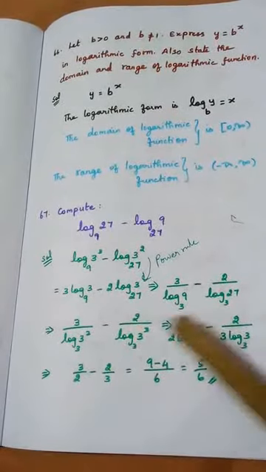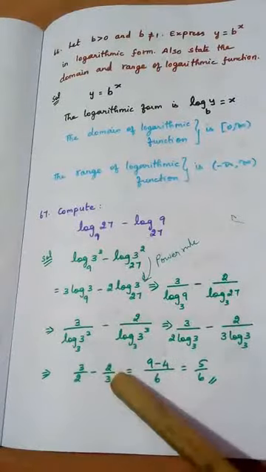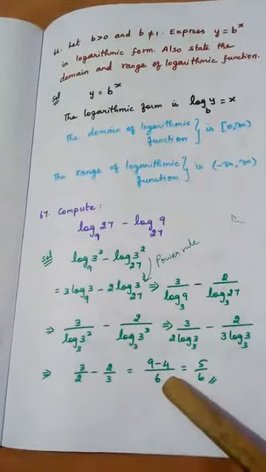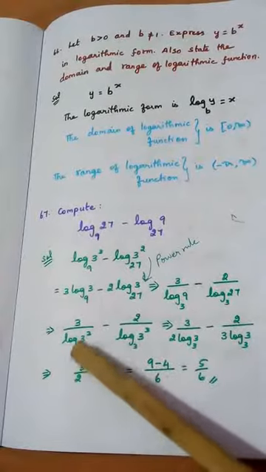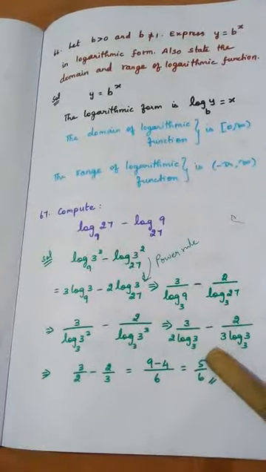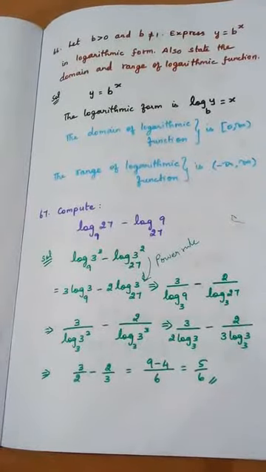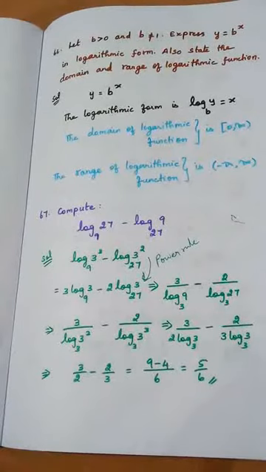So now this is reduced to 3 by 2 minus 2 by 3. What is the LCM for 2 and 3? 6. So cross multiplying, 9 minus 4. Answer is 5 by 6. I think you will understand this, as everything is based upon the properties and results of logarithm. We will go for the next sum.